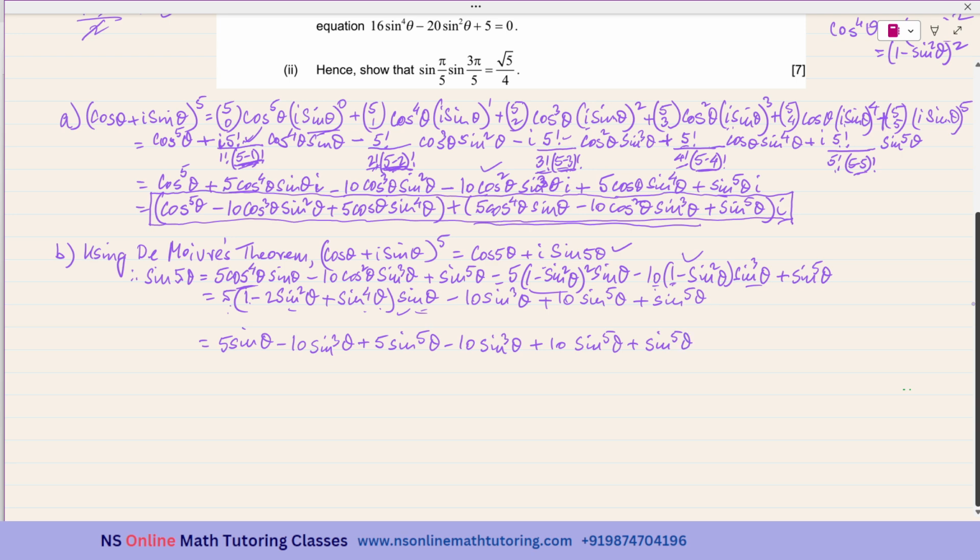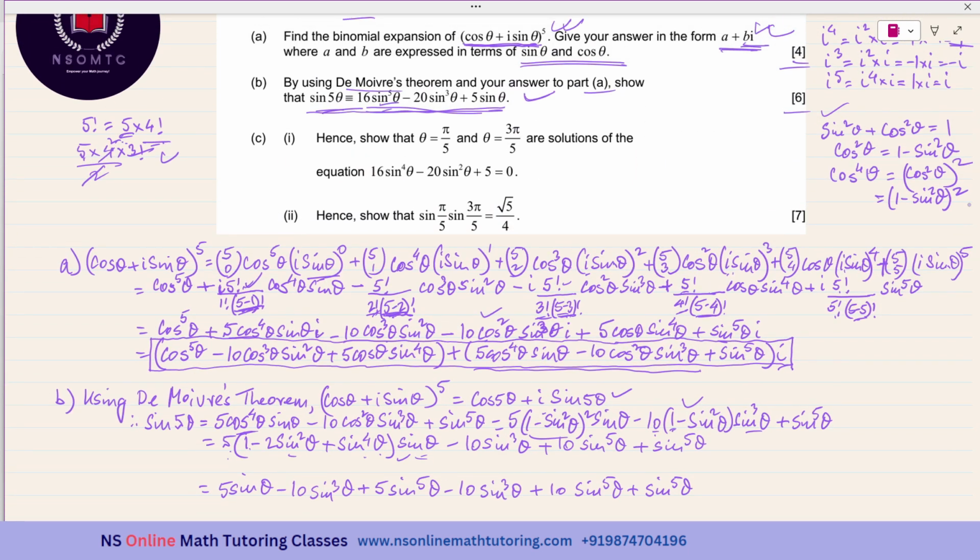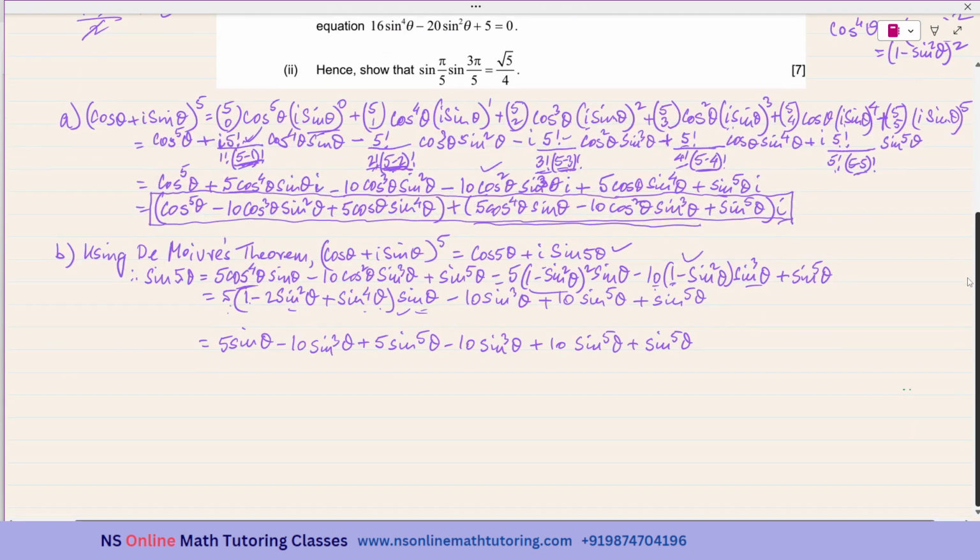Now we will be grouping the like terms. First of all, they have written most probably, what did they write? They have started with sine to the power of 5 theta. Okay, let's see. So this is 5 sine to the power of 5 theta. This is 10 sine to the power of 5 theta. And this is 1 sine to the power of 5 theta. So 5 plus 10 plus 1 is 16. So this is equal to 16 sine to the power of 5 theta.